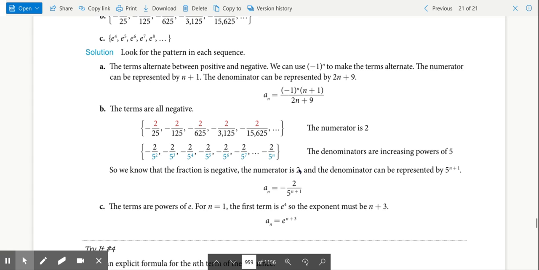C is pretty easy because it's already in a form where you can clearly see what's changing. Here n would be 1, so that's 1 plus 3. This is 2 plus 3, 3 plus 3, 4 plus 3. So this is e to the n plus 3, and that would be our formula.